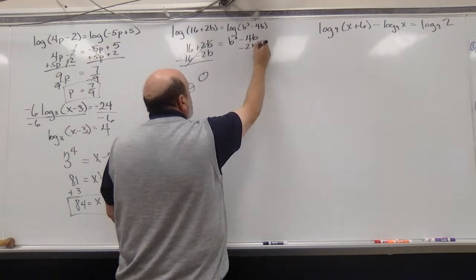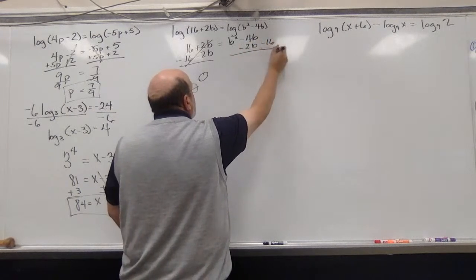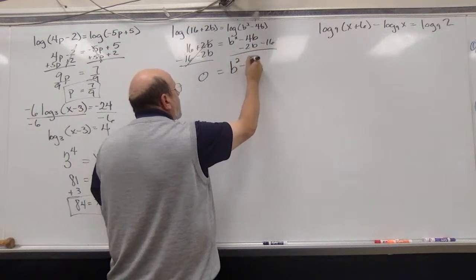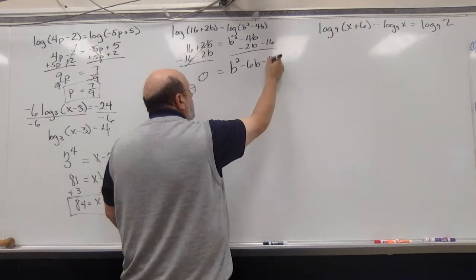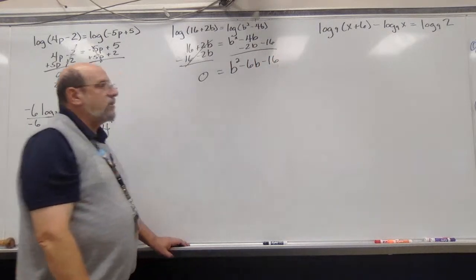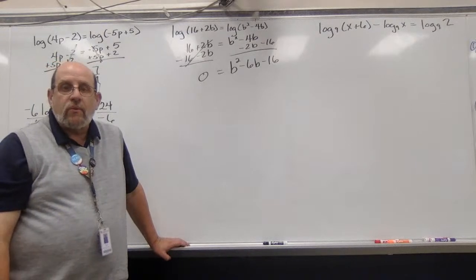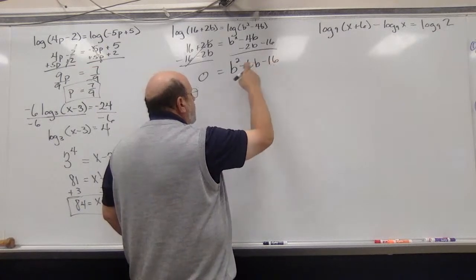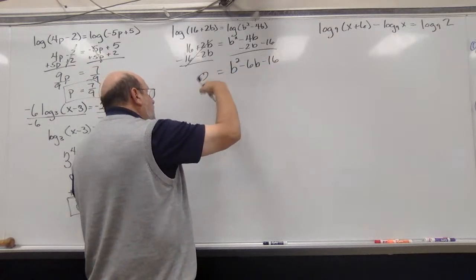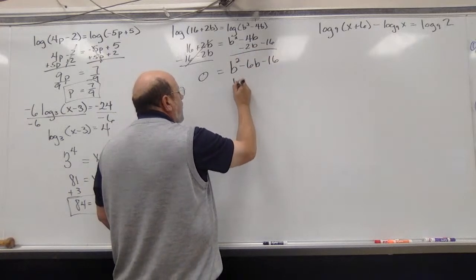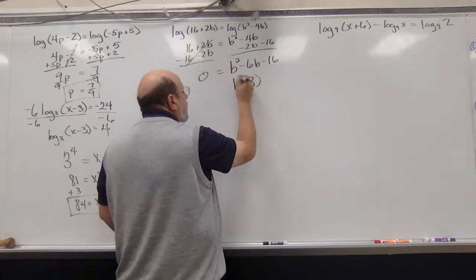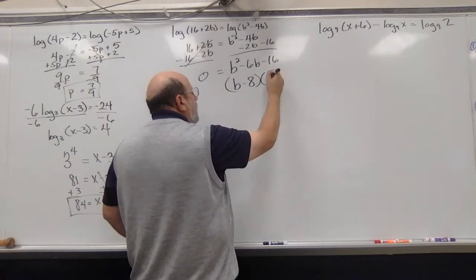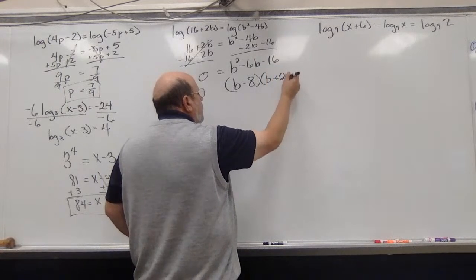Minus 2b minus 16. I'll leave it over there so we have columns, and that's going to be equal to b squared minus 6b minus 16. Excellent. Are we ready? We can factor this guy, right? What factors of 16 have a difference of 6? Of course, it's 8 and 2. So I'm going to say this is b minus 8, because the minus has to be by the larger value there. And then b plus 2.